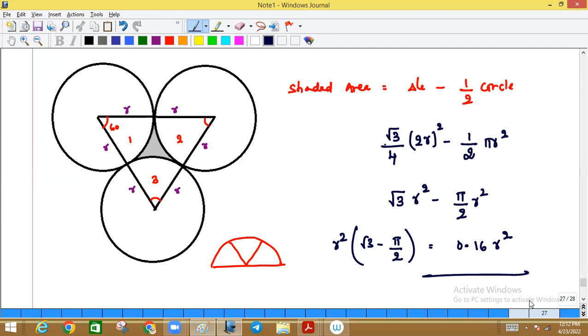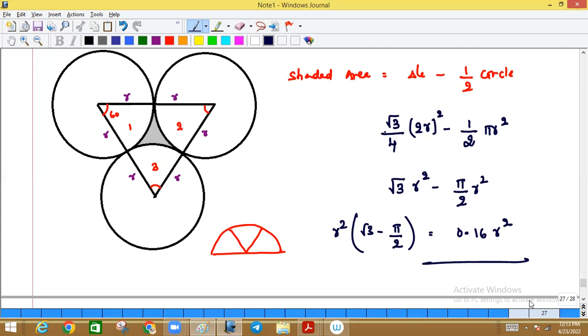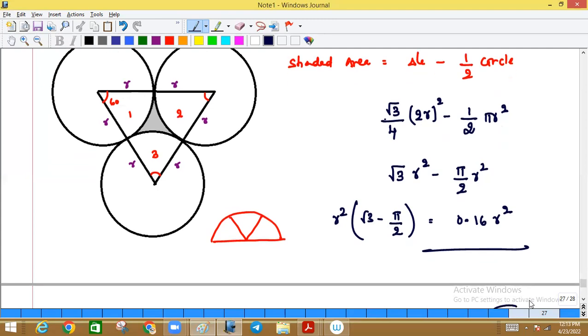If you simplify the value of it, I'm giving you the simplified value as well. It is 0.16 r square. They'll give you the radius of the circle as 10, with three circles tangent to each other. What is the area bounded by them? Radius is 10, so you substitute 10 in this. 0.16 into 100 is 16 centimeter square. It is an approximate area.